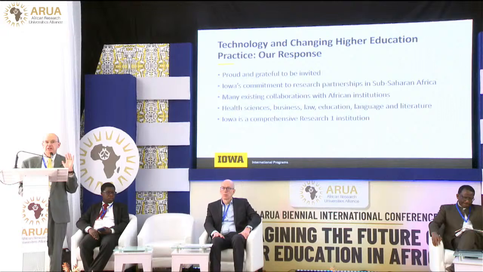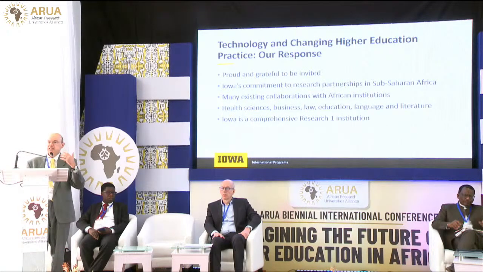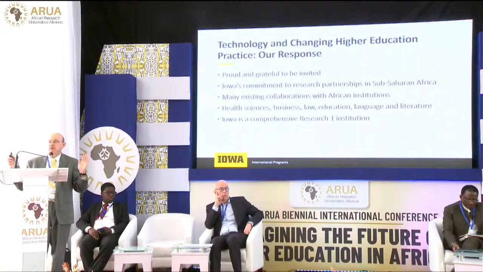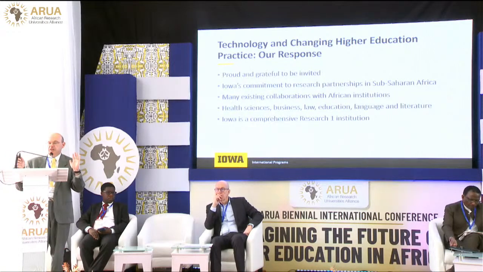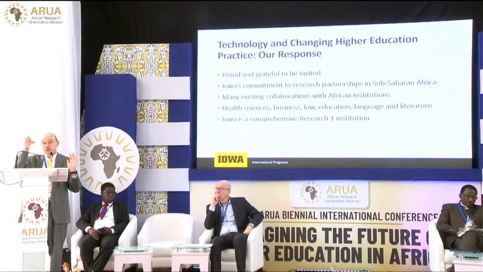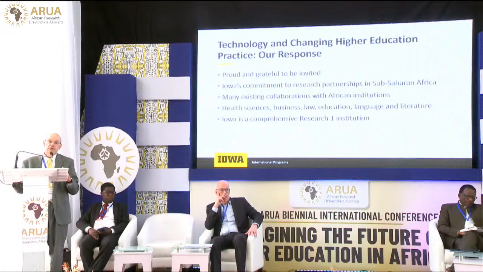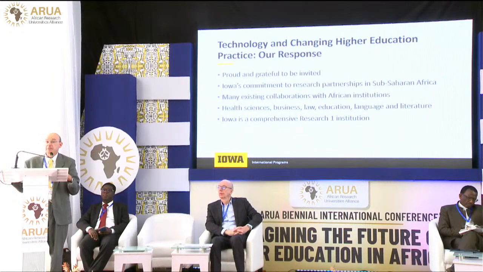Perhaps one other thing to mention is that the University of Iowa, as I said, is a comprehensive research institution. However, it specializes in certain fields. It's very strong in the health sciences, very strong in business, strong in the STEM fields, writing and communication, and also education, sort of teacher training in particular. We've had specific success in teacher training programs in Ghana.